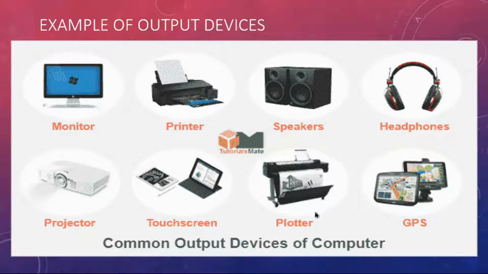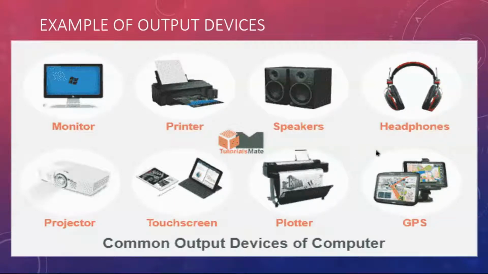We have the plotters. You can find these in Uganda if you go to Nursery, where people are printing very large images on billboards and signposts. They are printed using what we call a plotter. Then we have the GPS computers, which help you to see where you are at a particular time as you're driving in your cars. All these are output devices, and they help us understand how computers actually work.